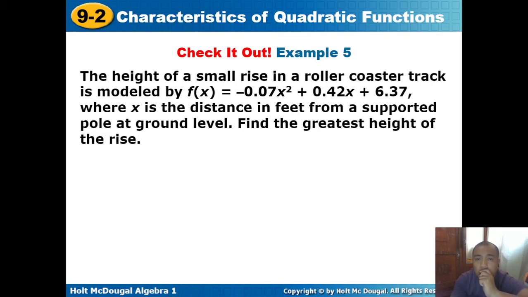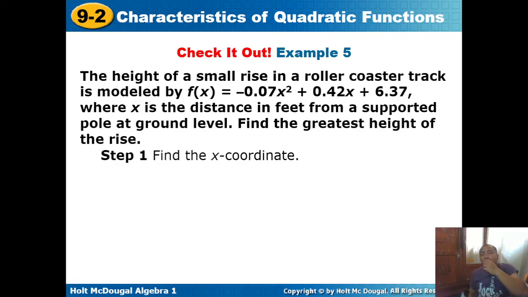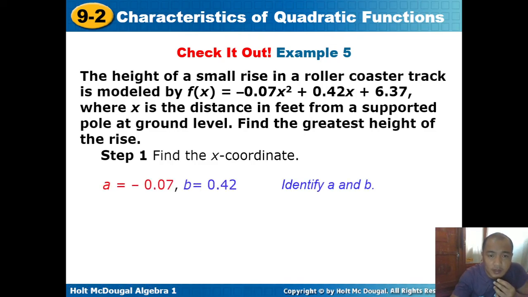Next, the height of a small rise in a roller coaster track is modeled by f of x equals negative 0.07 x squared plus 0.42 x plus 6.37, where x is the distance in feet from a supported pole at the ground level. Find the greatest height of the rise. So this is a parabola that opens downward because a is negative. First, step 1, find the x-coordinate. Identify a and b. A is negative 0.07, b is 0.42.